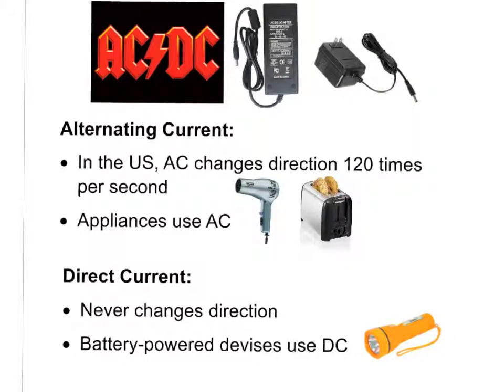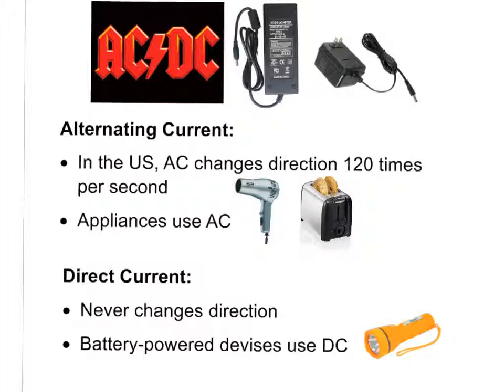And last but not least, let's talk about AC/DC. It's more than just a rock band. The AC stands for alternating current, and the DC stands for direct current. What is that anyway? What does that mean? Alternating current means that the current is alternating. It's changing direction. And in the United States, the alternating current changes direction about 120 times per second. Many appliances use alternating current, like hair dryers and toasters.